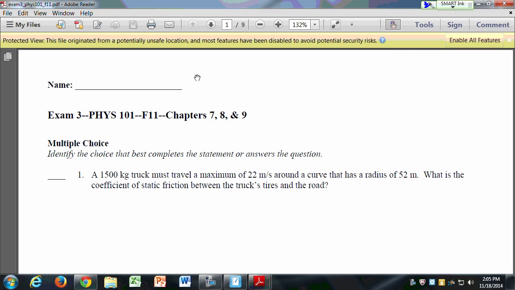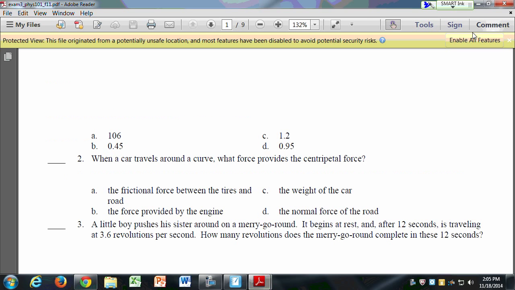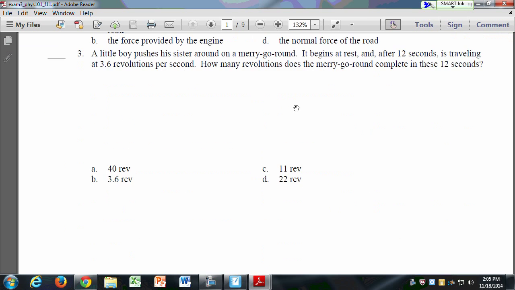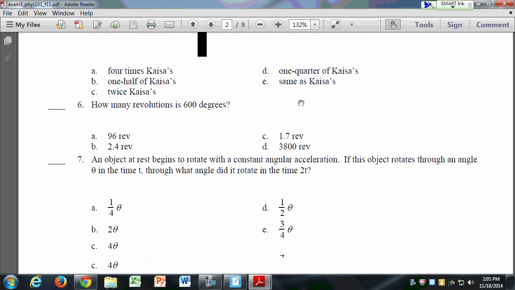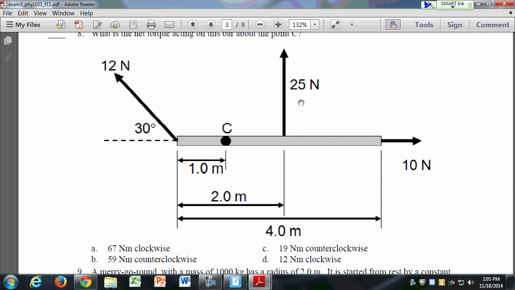See, this is a Fall 11 exam. Something like this, where you have an object with multiple forces, you need to find the net torque. You will see something like this. I don't want any surprises. Everything's going to be pretty much straightforward, but there's a lot of material.